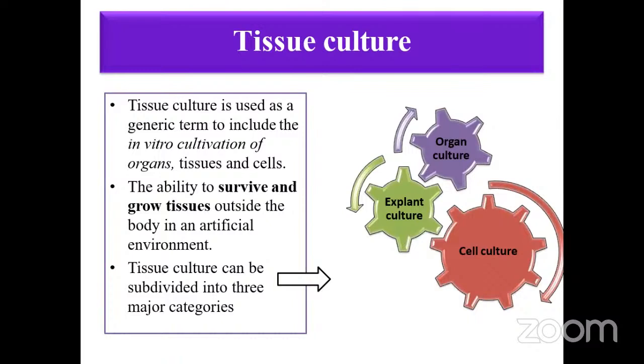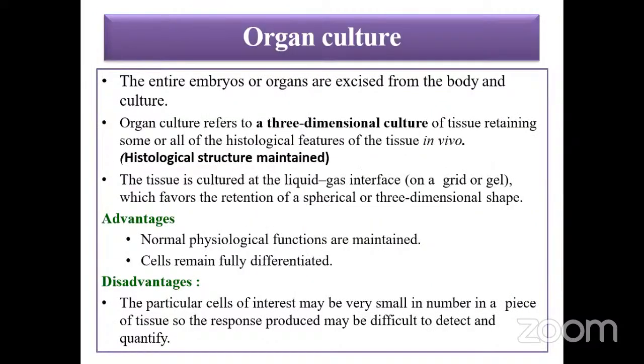This tissue culture is again of three categories: cell culture, explant culture, and organ culture. Organ culture means the entire embryo or entire organ is removed from the body and cultured inside the lab environment. Organ culture is a three-dimensional culture. Cell culture is usually monolayer cultures in the lab, but organ culture is three-dimensional, maintaining all histological features of the tissue.